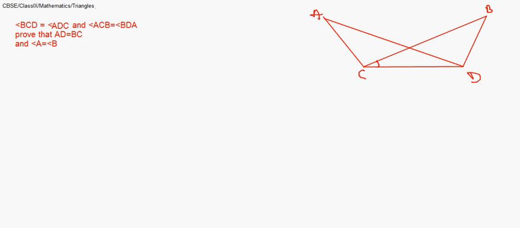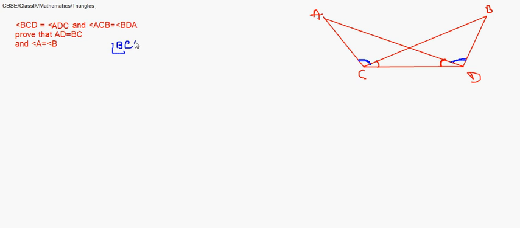Okay, so these two are equal, and then it says ACB, this angle is equal to BDA, this angle. That will make ACD as the whole angle to be equal to BDC.